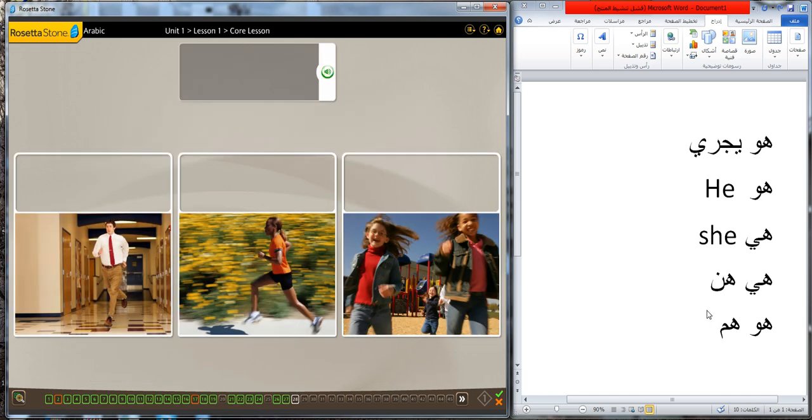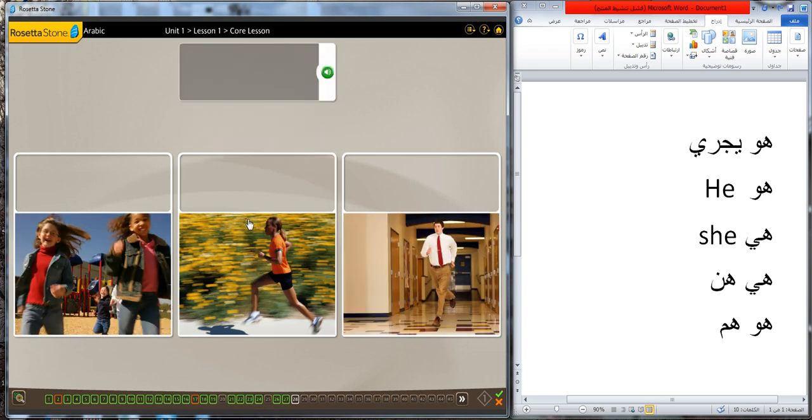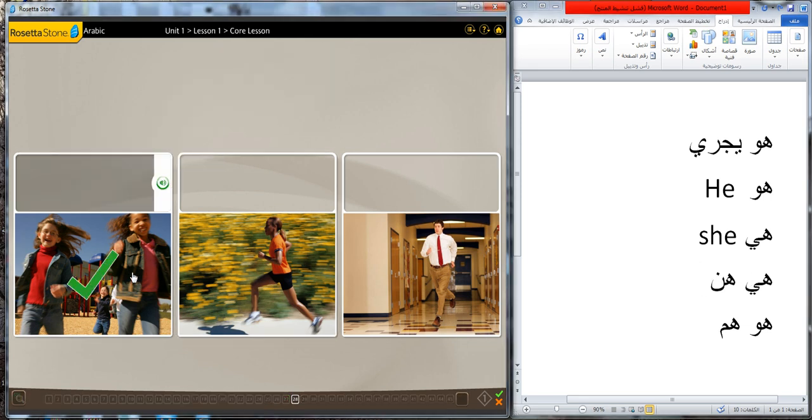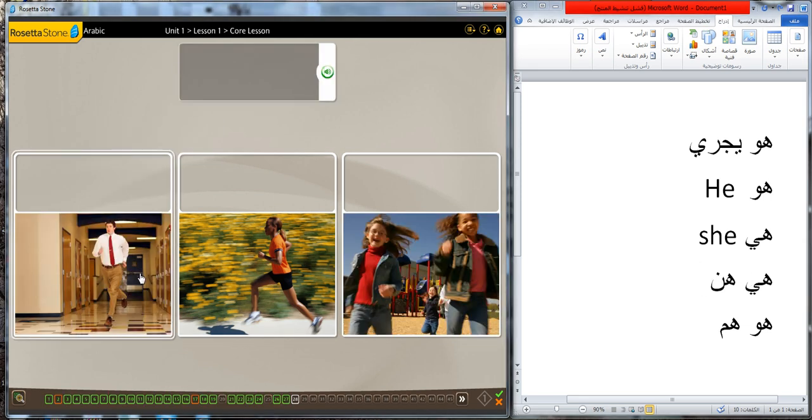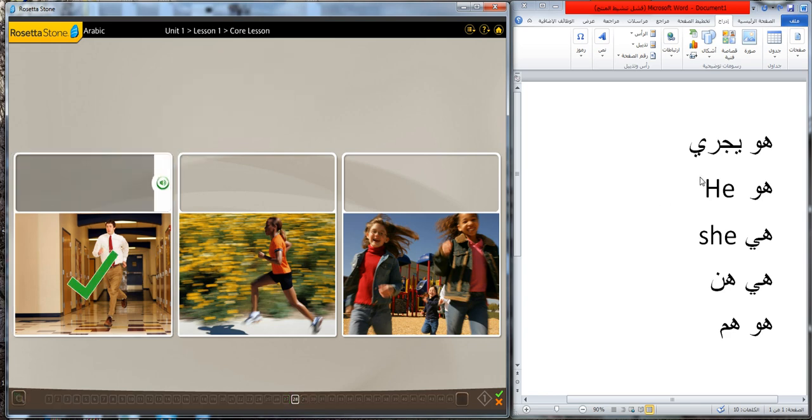هي تجري. So she is running. هن يجرين. هن for girls, for women. Okay. هن. هي. هن. هو يجري.